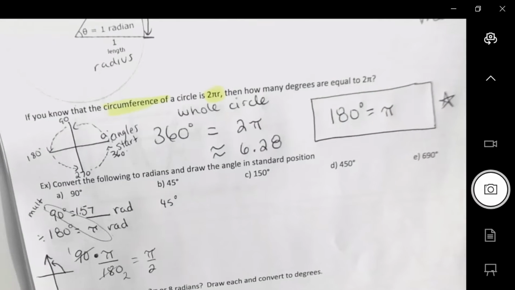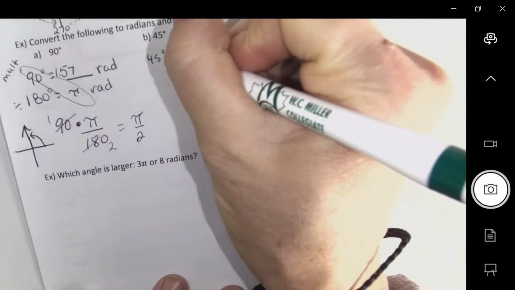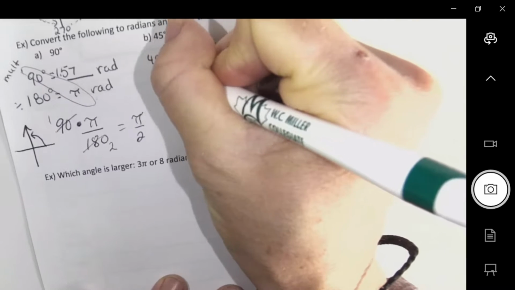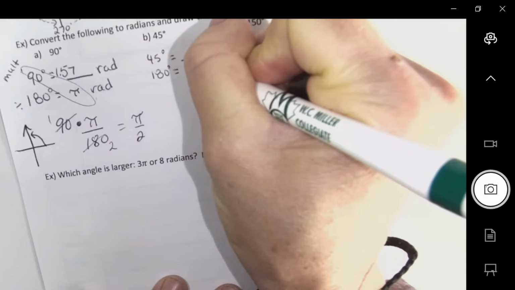Okay, 45 degrees. So I'm going to go 45 degrees equals how many radians? When I know 180 degrees is a pi.